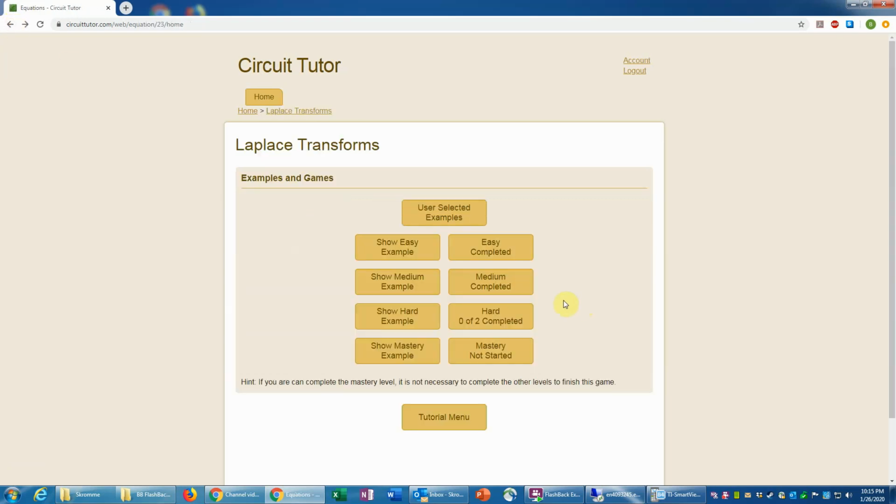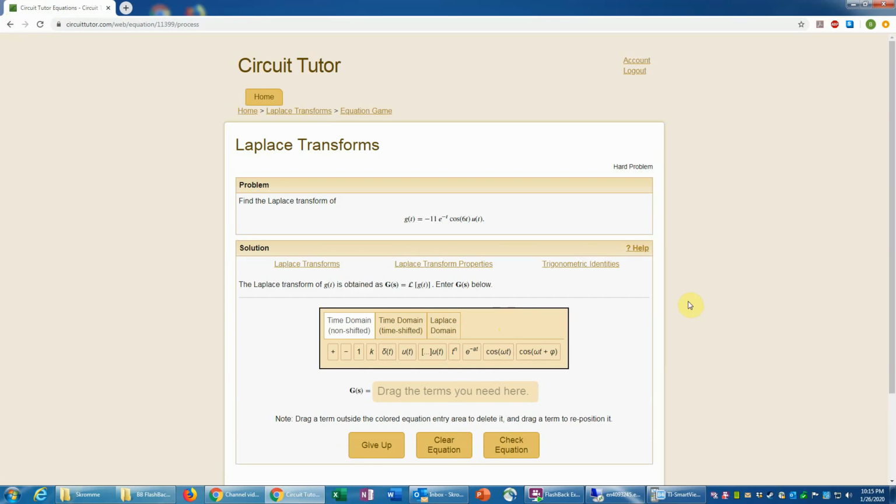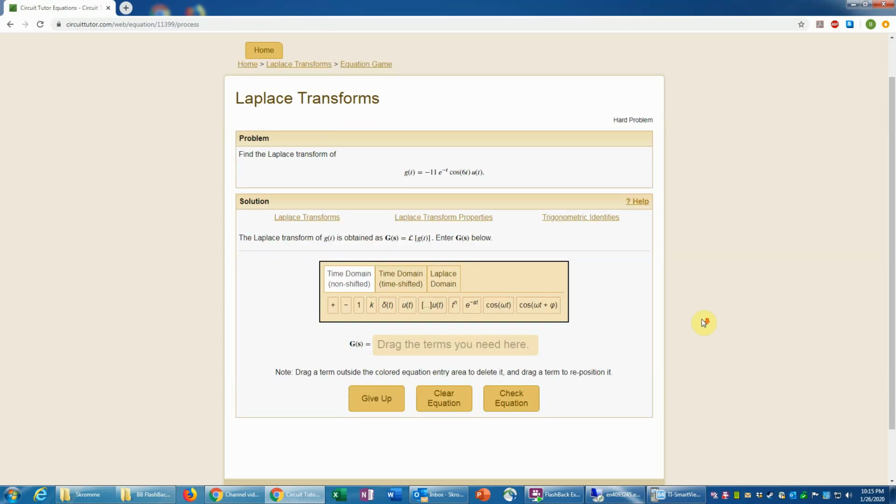So let's go back to the game, and we'll start a hard-level problem. This time we have a constant of -11 multiplying a decaying exponential and a cosine function, in this case cosine of 6t, multiplying, of course, the unit step function, which is virtually always present in these problems because that's required for Laplace transforms. So first of all, we will probably need the table, unless you happen to remember those. That's available right here in this link.